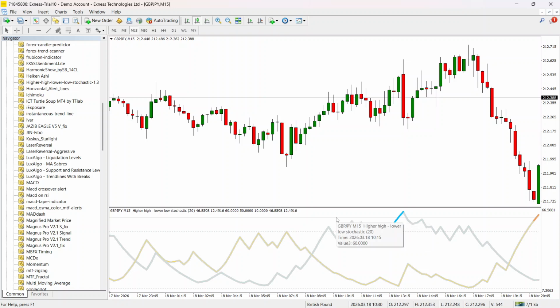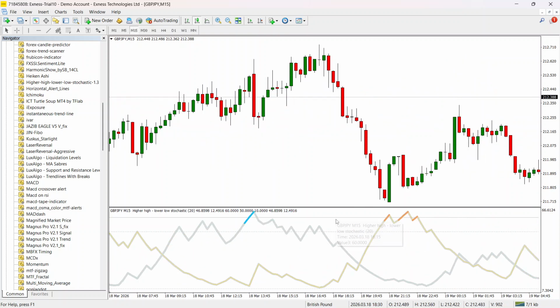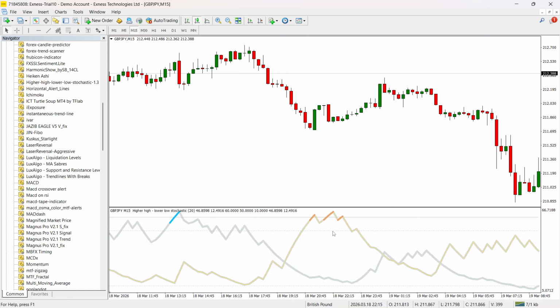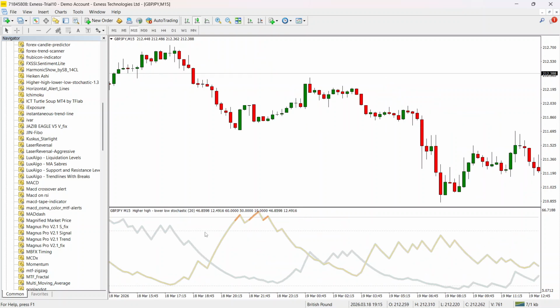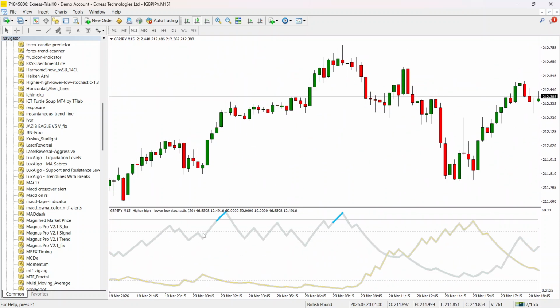Now on the separate sub-window, the indicator draws two overlapping waves that move up and down between defined levels that changes. The blue wave represents higher high behavior, as we can see on the chart, with a thicker colored line, or should I say a deeper shade of blue, as the trend strengthens.